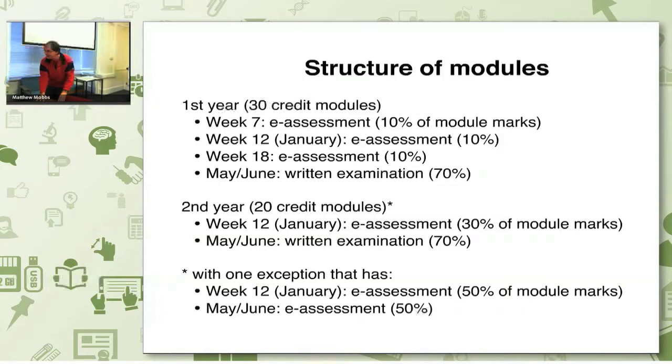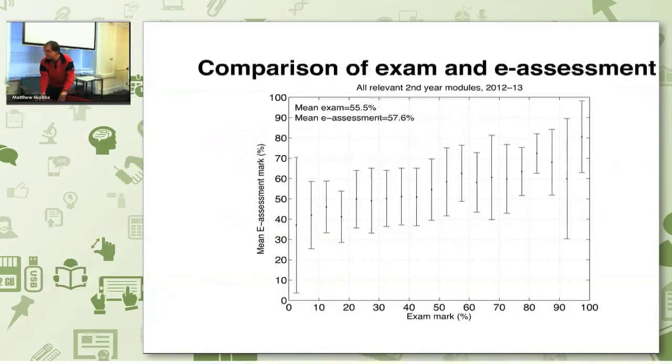One of the things we looked at was what happened to the marks as we introduced these different ways of assessing the students. On the y-axis here, we've got the mean electronic assessment mark, binned in, I think, 5 percentage point wide bins of exam marks. So we've effectively plotted for each student how well they've done in the Blackboard electronic assessment compared to how well they've done in the exam.